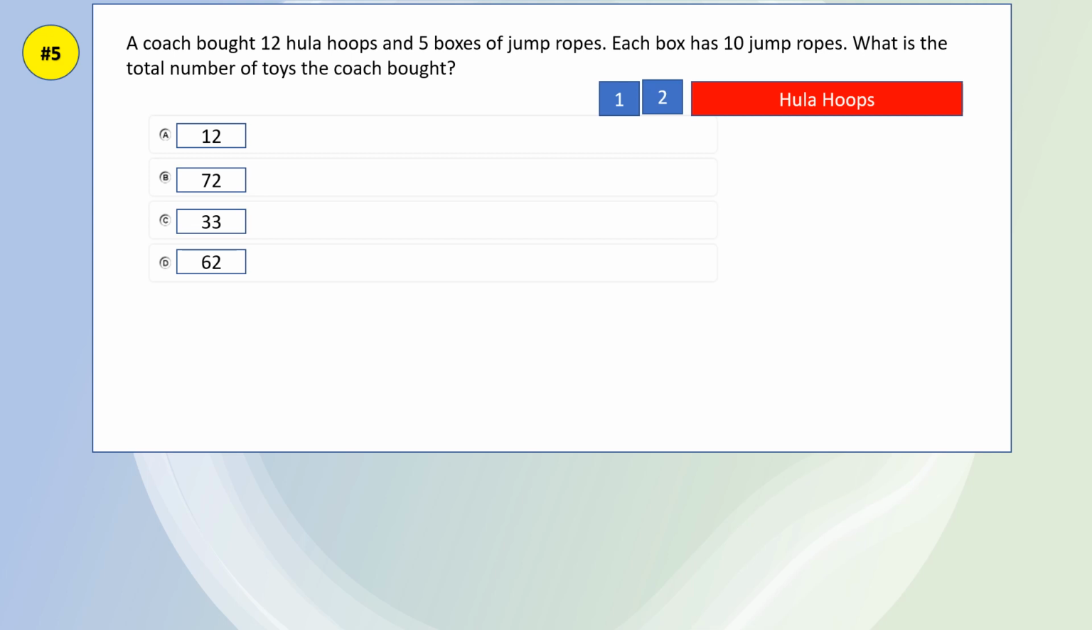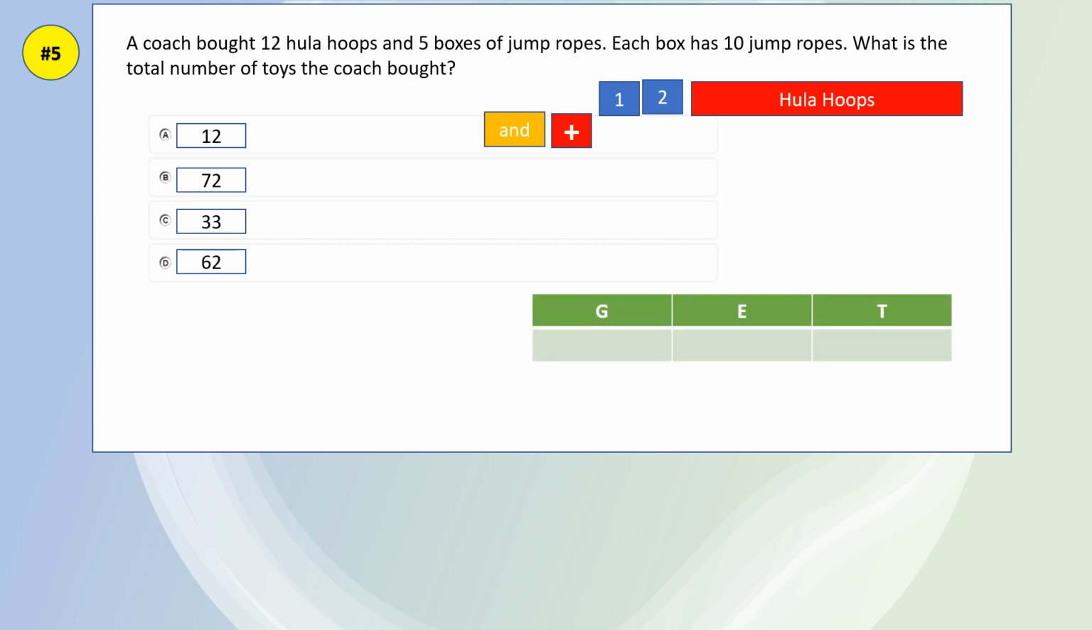Each box has 10 jump ropes. I see 5 boxes of jump ropes, and each box has 10 jump ropes. So that means I need a get chart, right? Because stuff associated with those jump ropes, that's a get chart, right? Now, I want to point out before we draw a get chart that the word and usually means that you're adding, okay? So that means you have a multi-step problem. A coach bought 12 hula hoops and, that means you need to add, and 5 boxes of jump ropes. Each box has 10 jump ropes.